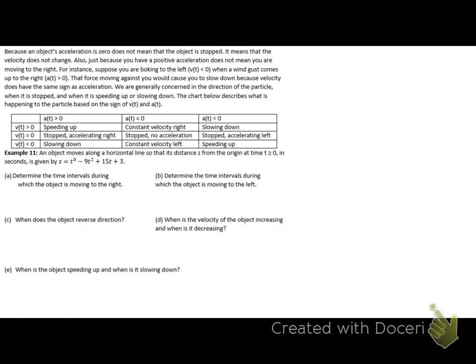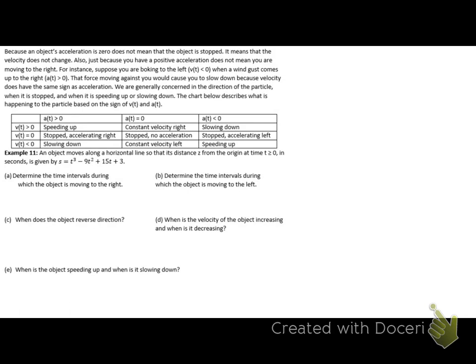Now, let's go ahead and do example 11. An object moves along a horizontal line so that its distance s, it's supposed to be s, from the origin at time t greater than or equal to 0 in seconds is given by this equation. Okay, before I do anything, I'm going to go ahead and find my critical points. I'm going to graph all the sign graphs so that I have it. I'm going to find a velocity sign chart and an acceleration sign chart.